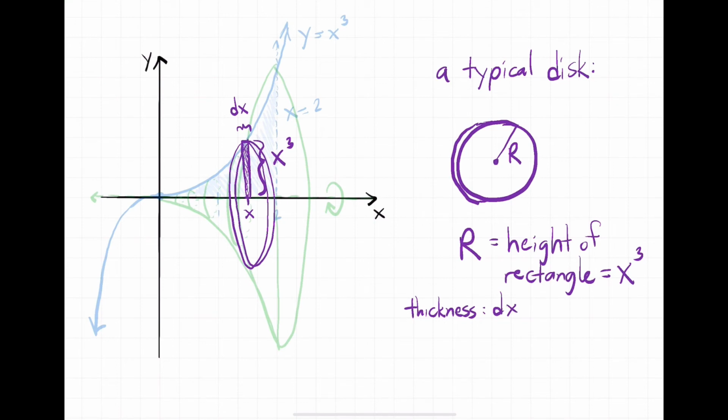So what is the volume of this one disk? The disk is basically a cylinder. So the volume is pi r squared, the area of that disk, times the thickness, which is dx. So it's pi r squared dx. If this were an ordinary cylinder, we might call that thickness h for height, and we put an h there. In this case, our thickness is dx, so the volume is pi times x cubed squared dx.